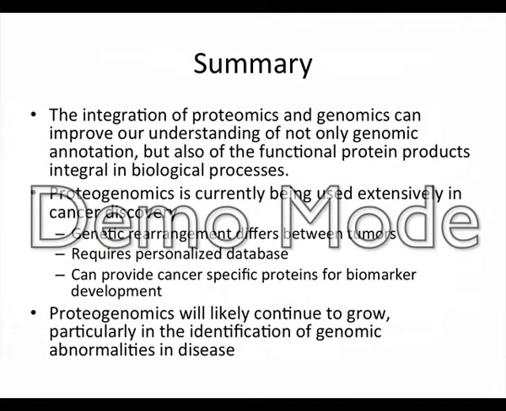So just to summarize all of this, integrating proteomics and genomics can improve our understanding of not only genomic annotation, but also functional protein products that are integral in biological processes. And proteogenomics is currently being used extensively in cancer discovery. Genetic rearrangement differs between tumors, so it requires personalized databases. And hopefully from this we can identify some biomarkers and drug targets.